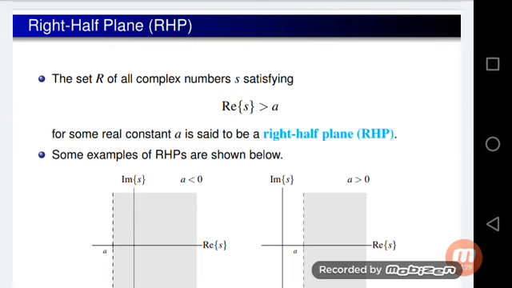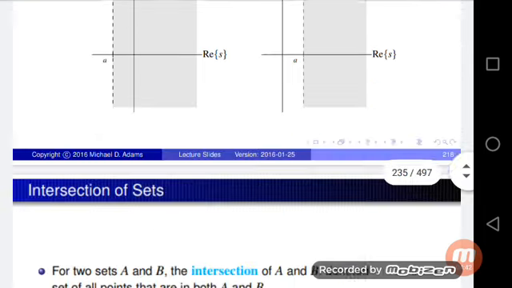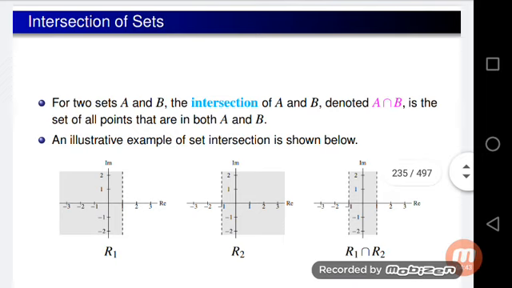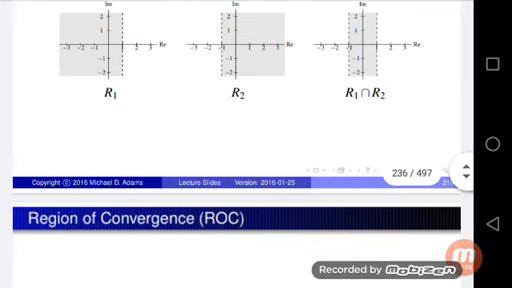If Re of s is less than a, the signal will move to the left side. In the condition of Re of s greater than a, the signal moves to the right hand side. So these are the comparisons of the ROC, R1 and R2.